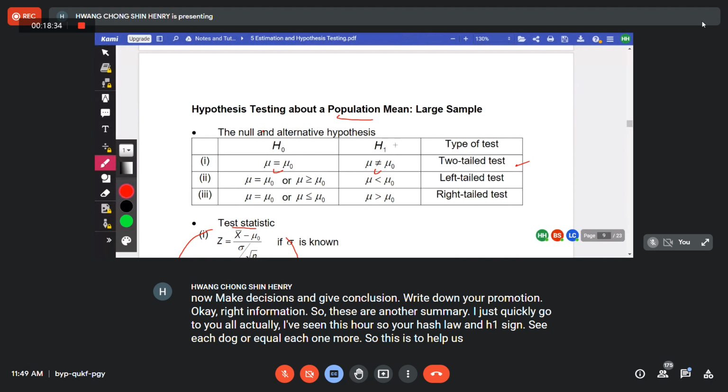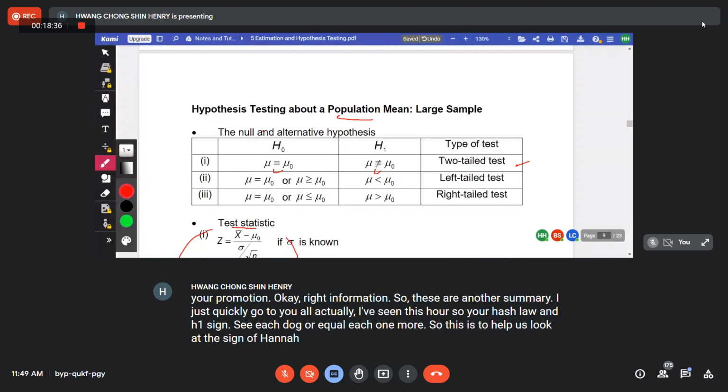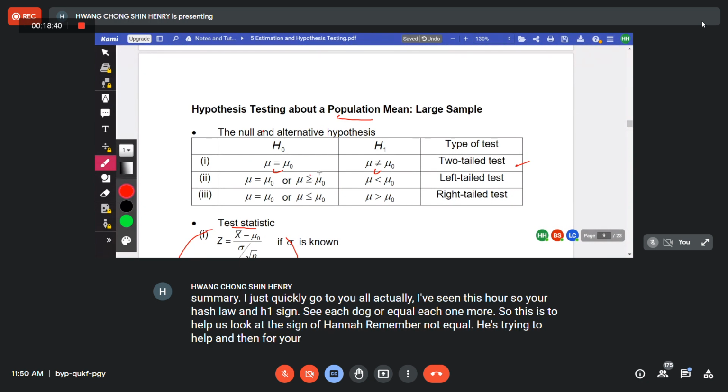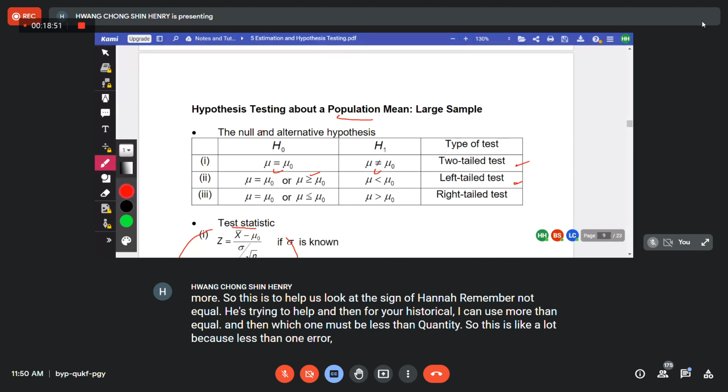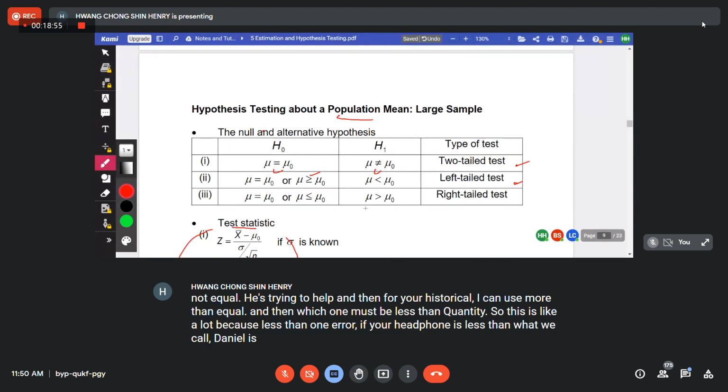Or look at the sign of H1. Remember, not equal, H1 two-tail. And then for your H0, I can use more than or equal. And then your H1 must be less than. Contradict. So this is the left tail because less than is one tail. If your H0 is less than or equal, then your H1 will be more than. So again, this is one tail, right?